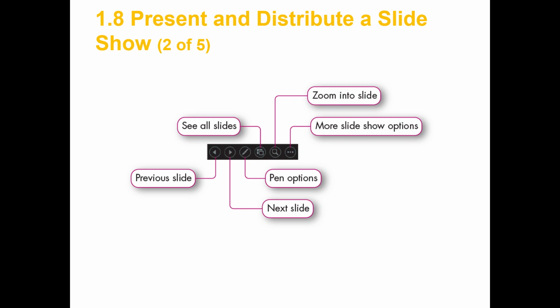After the last slide is presented, the presentation will end with a dark screen. Click the mouse or press the space bar to return to normal view. If you want to exit the presentation before the last slide is reached, press Escape or click More Slideshow options on the on-screen controls and select End Show.